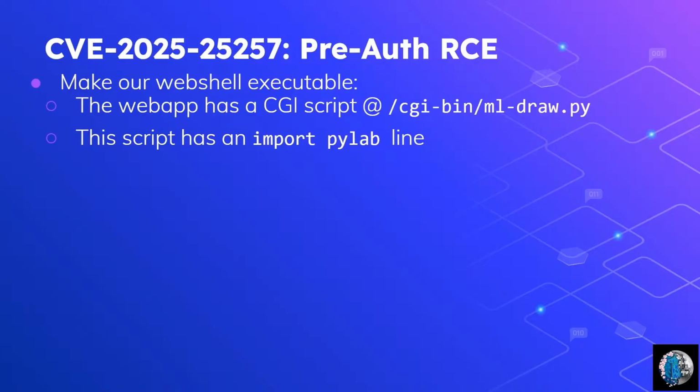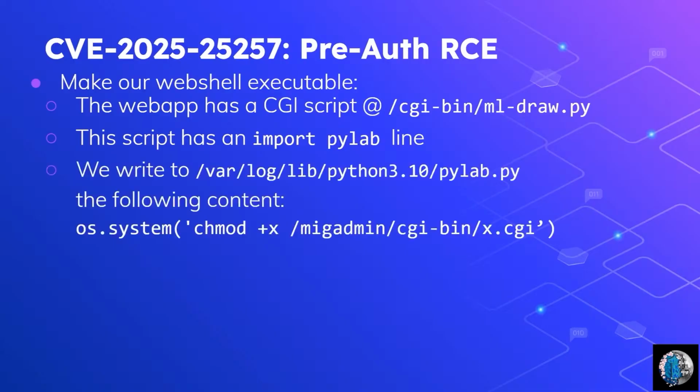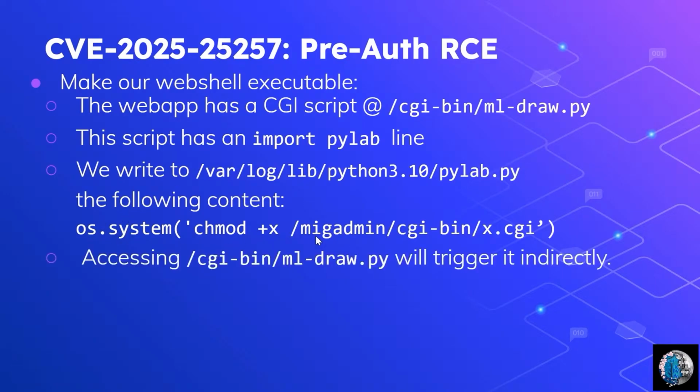And this script has an import pylab line in it. So we can use the file write primitive to write a file to this path, var log lib python pylab.py, with the following content: os.system chmod. And then we access the CGI bin directory, because you can access it unauthenticated. Accessing CGI bin ML draw, you send a request, and once the Python script reaches the part where it imports pylab, it will trigger it indirectly.